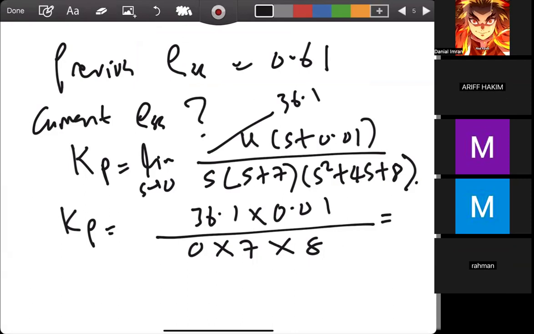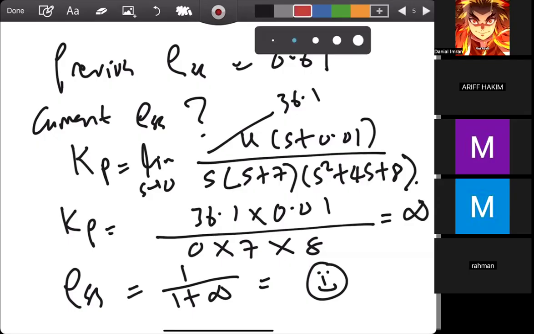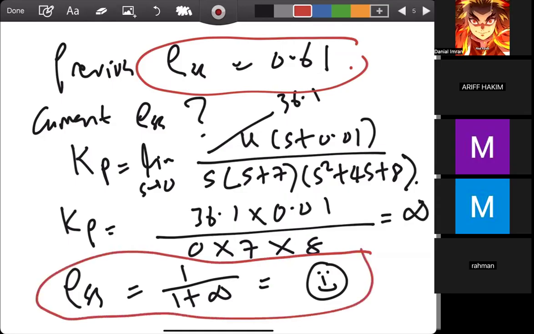Yeah. Infinity. And the steady state error now become? 0. Zero. So the previous one was 0.61. Now the steady state error has been reduced to 0 due to the PI controller. And the response maintained as the same transient response.